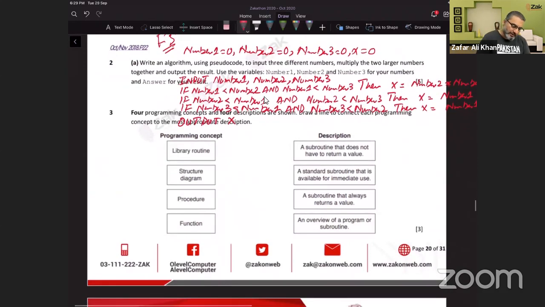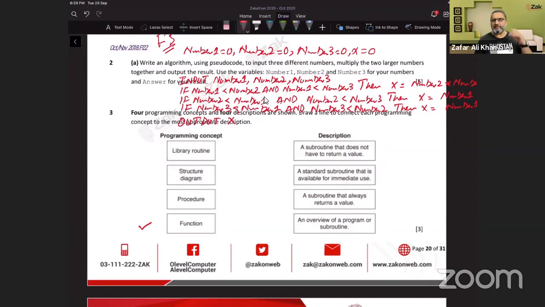These are four programming concepts. Let's talk about it so that we could finish it. Library routine. First, we have to understand what is a function. We have just seen two functions, div and mod. There are other functions we discussed like integer, log.